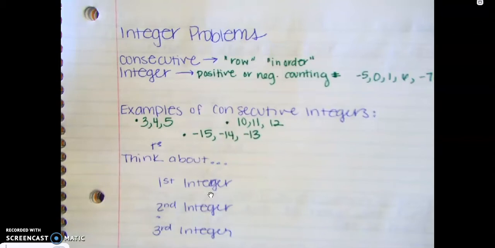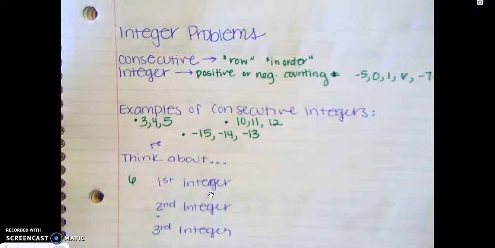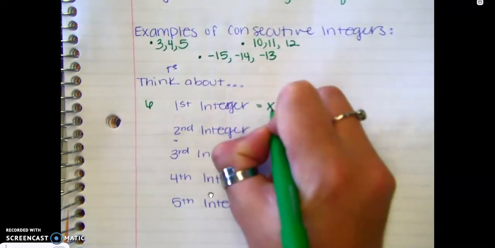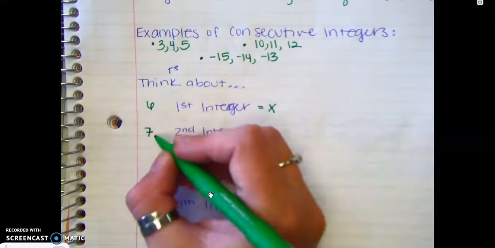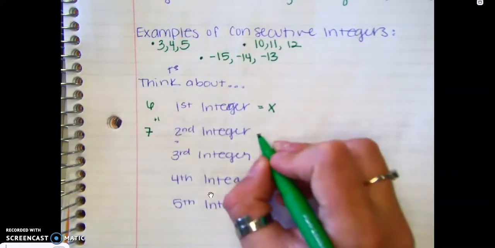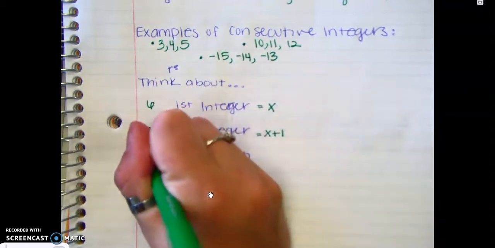Say we didn't know what number we're talking about, and I want to talk about the first consecutive integer, second consecutive integer, third consecutive integer. For example, I'll pick a random integer, 6. If I don't know that integer, I might label it as x. Then the second integer would be 7. Think about how I would get to 7 from 6. Well, I'd add 1. So if I take x and add 1, I will get the next consecutive integer. And then I can keep going.